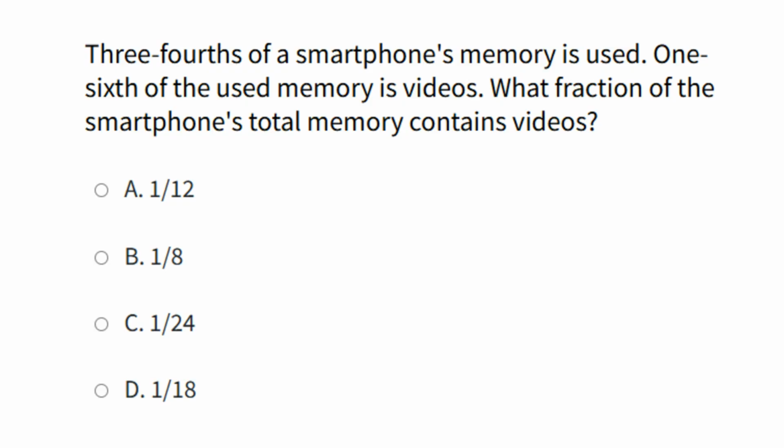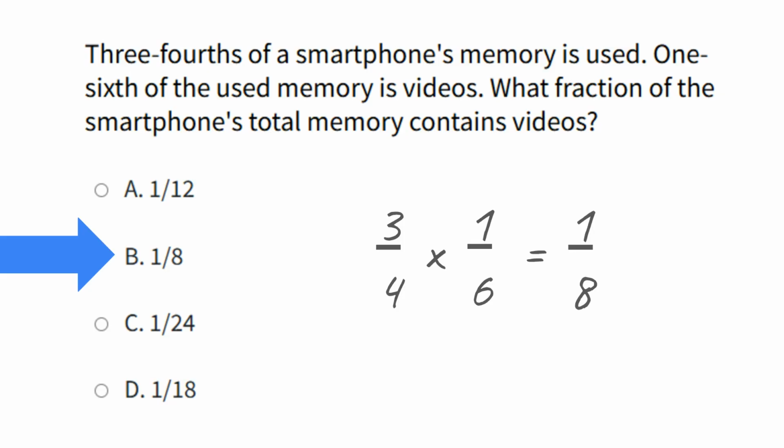The correct answer is option B. To find out what fraction of the smartphone's memory contains videos, you multiply the fraction of the memory that is used, 3/4, by the fraction of the used memory that is videos, 1/6. This gives 3/4 times 1/6 is equal to 1/8. So 1/8 of the smartphone's total memory contains videos.